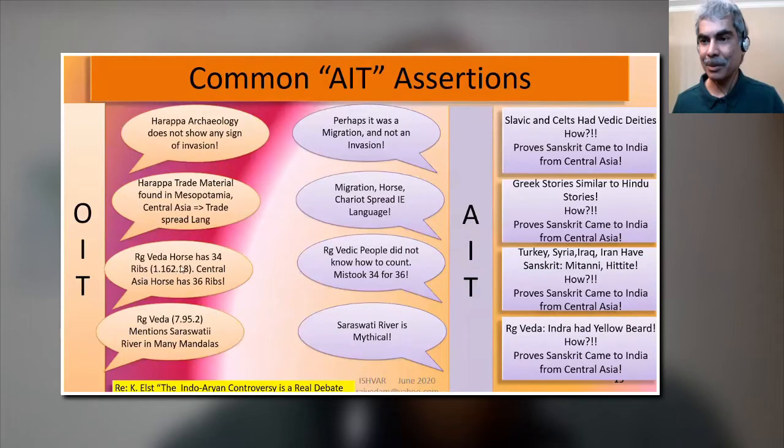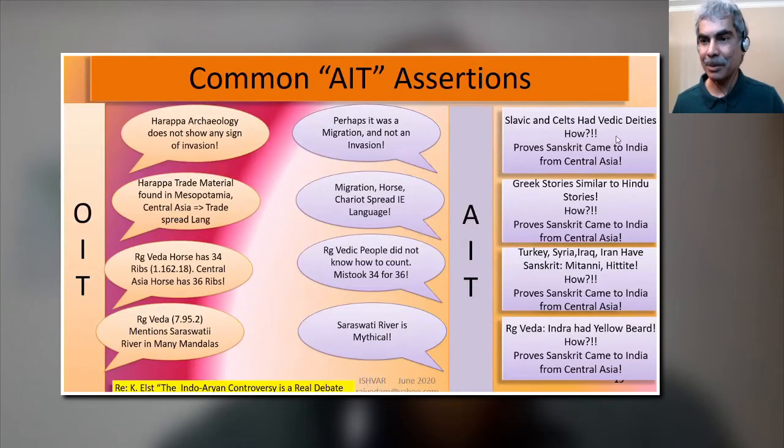Well, OIT says, you're talking about horse. Do you know the Rig Veda has a 34-rib horse in this particular verse, whereas a Central Asian horse has 36 ribs? So what are you talking about, horse? The AIT camp says Rig Vedic people did not know how to count, and they mistook 34 for 36. And on this side, they say the Rig Veda mentions the Saraswati River and many mandalas. And on the other side of the camp, they say the Rig Veda's Saraswati River is mythical. You can read some of these things in Konrad Elst's document, Indo-Aryan Controversy. It is a real debate.